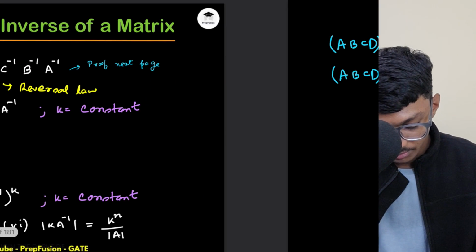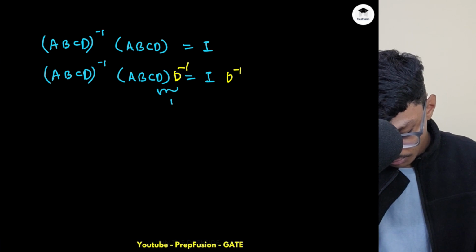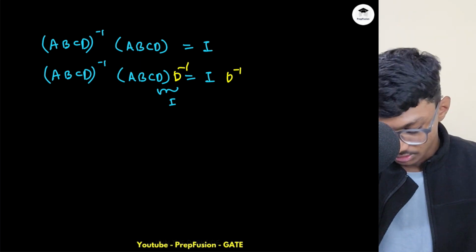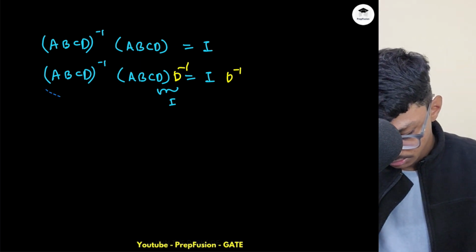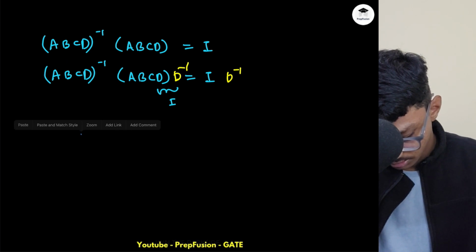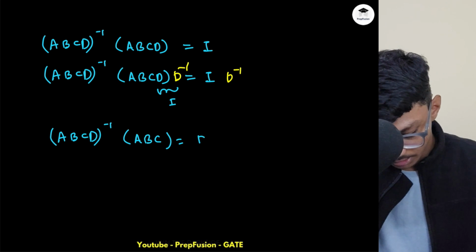So that's why post and pre-multiplication are very important. Basically this will become I only. D inverse into D is D into D inverse is I only. So this will still remain ABCD, and on this side this will be D inverse.